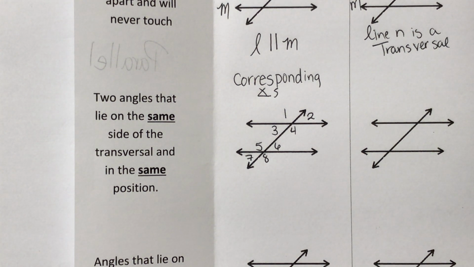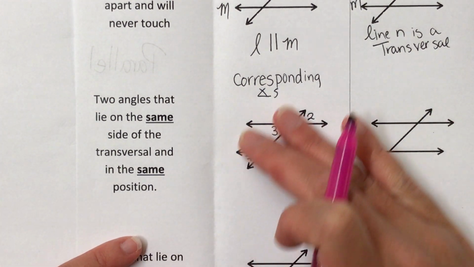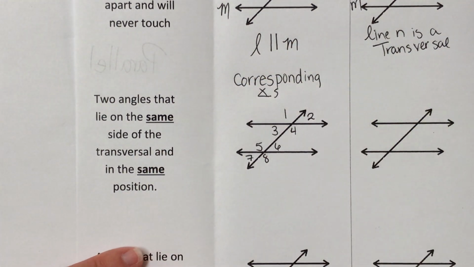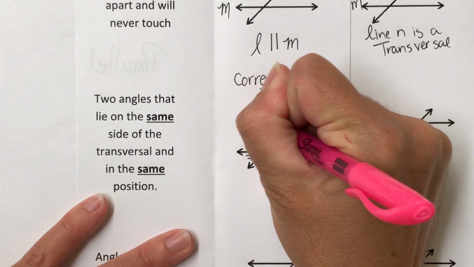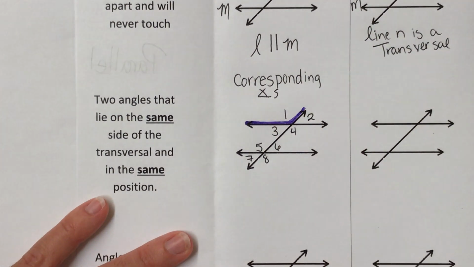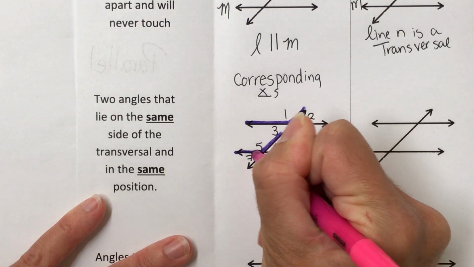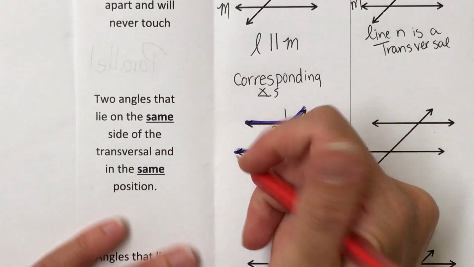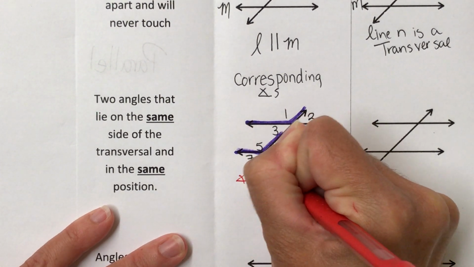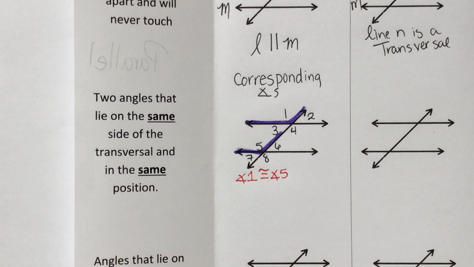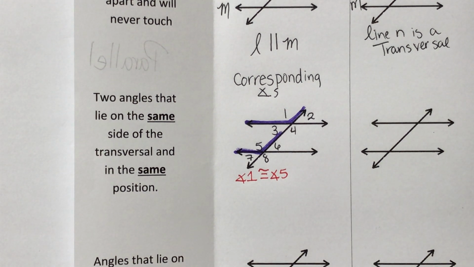So imagine taking a pair of scissors and cutting directly in half right here and sliding and moving everything up. What would be lying on top of each other? What would be basically the same? So if you look right here, this angle 1 is corresponding, same side, same position as angle 5. So what do you notice about angle 1 and angle 5? They're corresponding and they have the same measure. If you're corresponding with somebody, everything about you is the same. So angle 1 and angle 5 are congruent to each other.